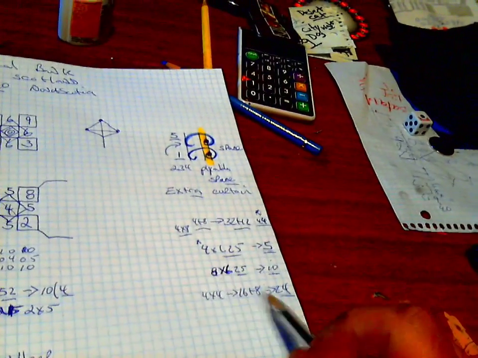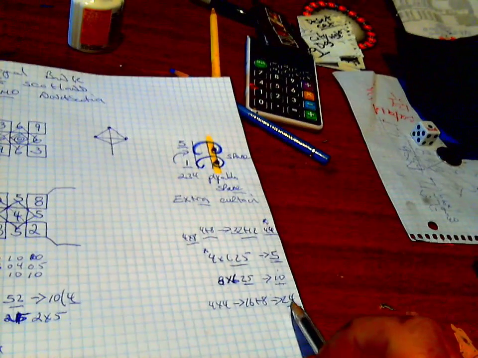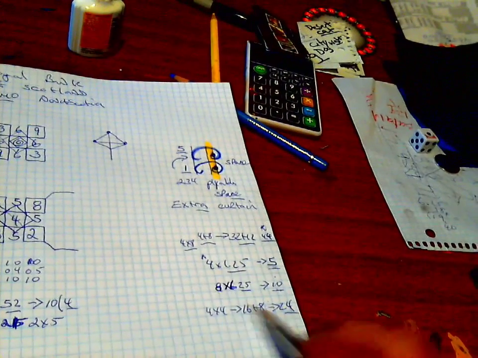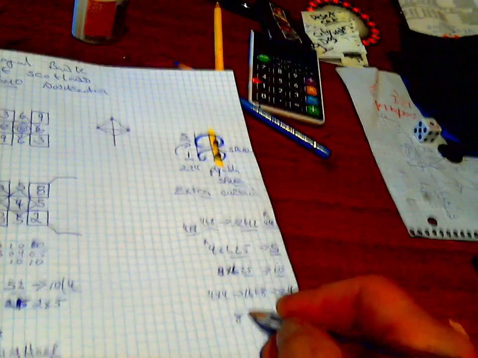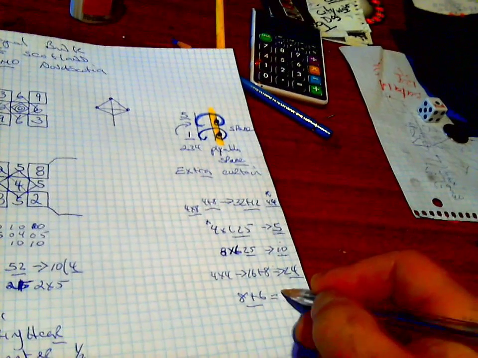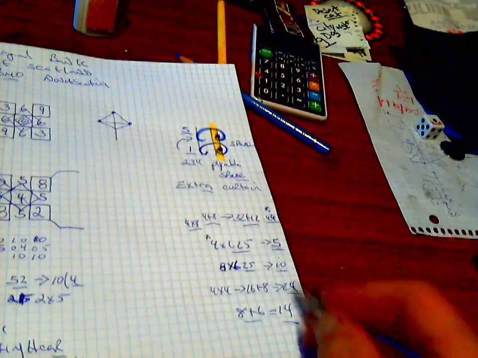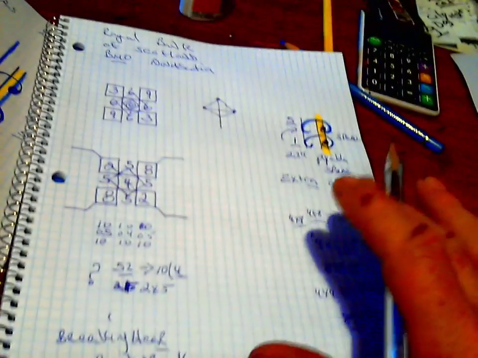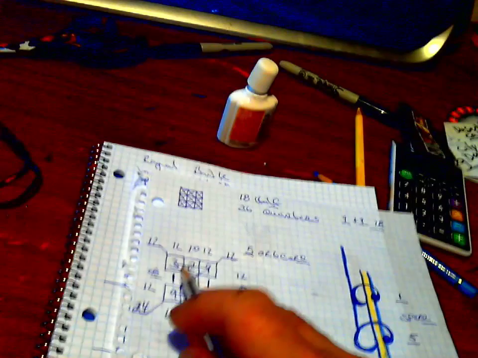This is how we get back to the center. 8 and 6 is 14. 1 and 4 is 5. So it makes a complete circle. So I'm not sure if I did this right. I was working on this one.